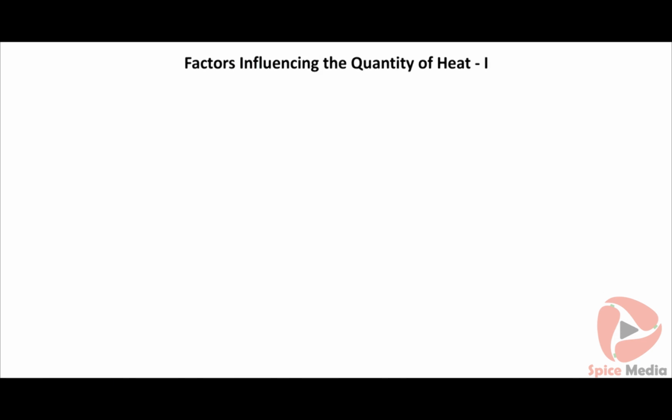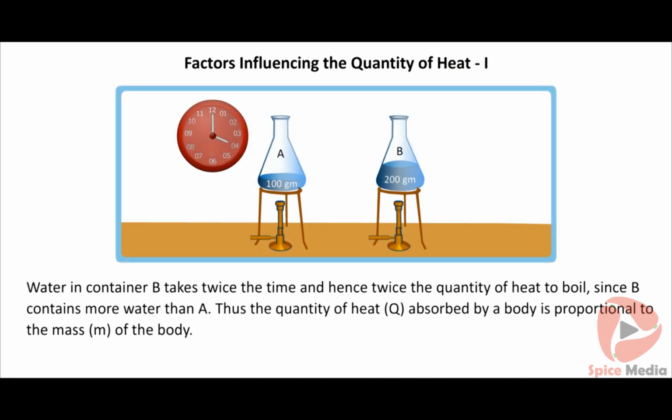Let us now see the factors that influence the quantity of heat. Take two identical beakers A and B. Fill them with 100 grams and 200 grams of water respectively. Keep both the beakers on the tripod and heat them. Note the time that the water takes to start boiling. After some time, we see that water in beaker A starts boiling first. A few minutes later, water in B starts boiling. Note that the water in beaker B takes double the time than the water in beaker A.